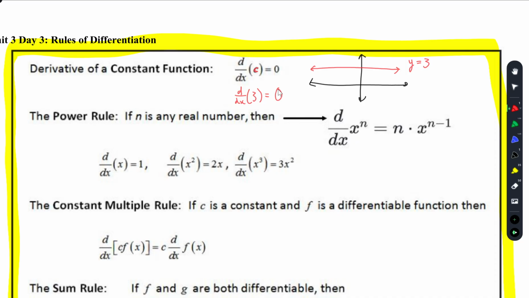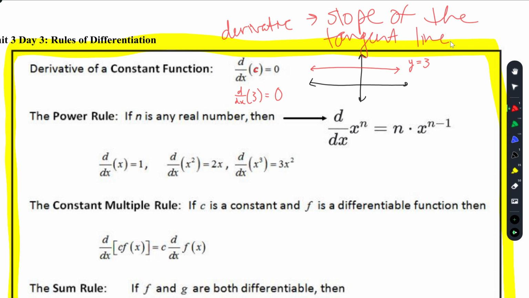Things to watch out for: they'll try to be mean and say, what's the derivative of pi? You also have to say 0 because it's a number. So any number, derivative equals 0. Don't forget that the derivative is the slope of the tangent line. Tangent line. Okay.